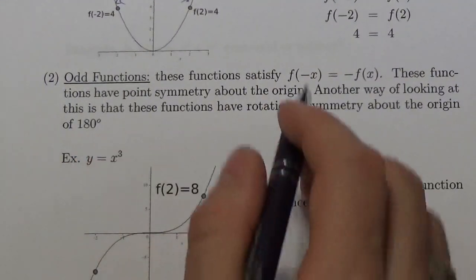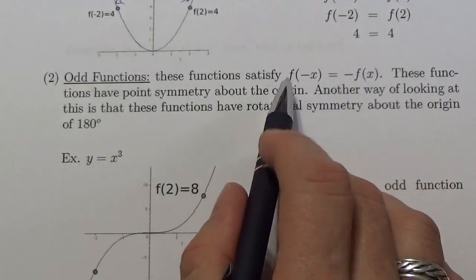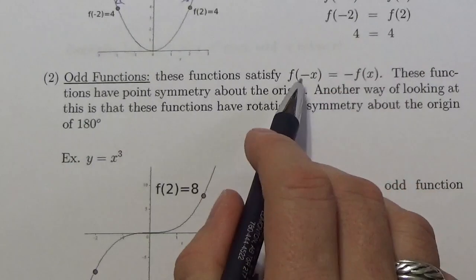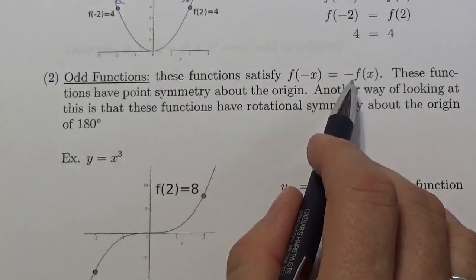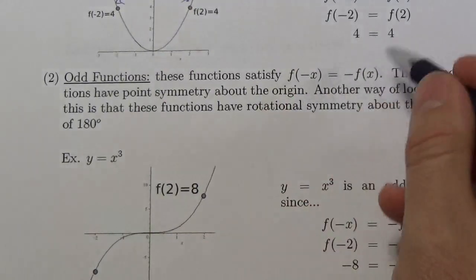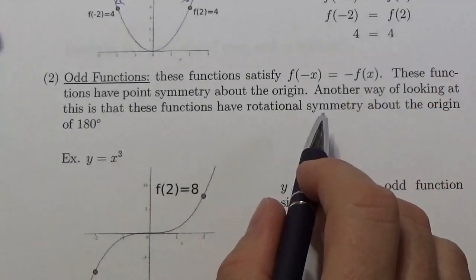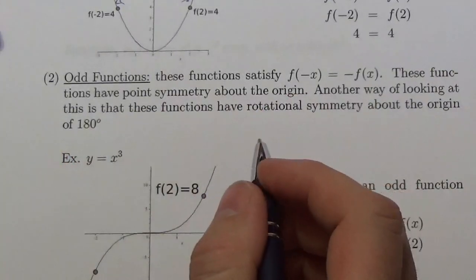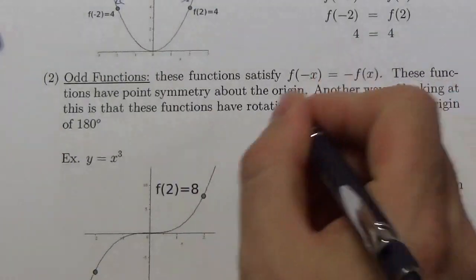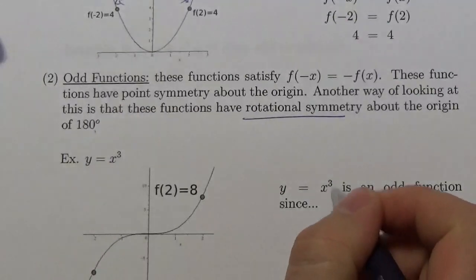Odd functions are functions that satisfy this equation right here, f of negative x. We start with the same thing. We plug a negative in, but what that does is that it is equivalent to the negative being in front of the entire function. These functions have point symmetry about the origin, or in other words, they've got a rotation symmetry about the origin of about 180 degrees.